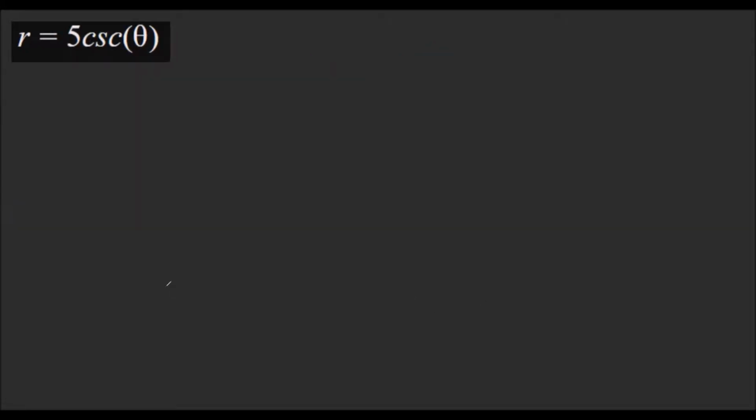This equation looks a bit more difficult to translate into rectangular form, and that's because it is. So first, we're going to rewrite this. r is equal to 5 times 1 over sine theta, because that is what cosecant theta is equal to. So from here, we can multiply both sides by sine, and we end up with r sine theta equals 5. And so our final equation is y equals 5.